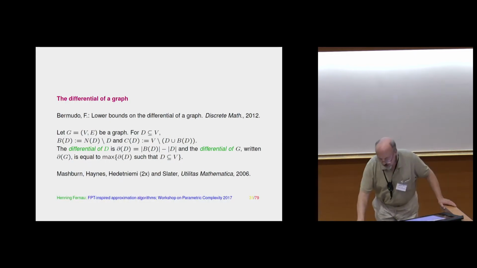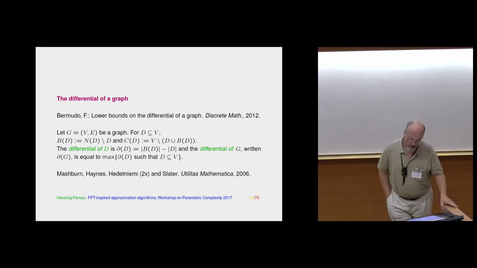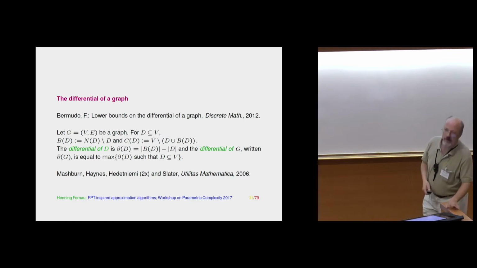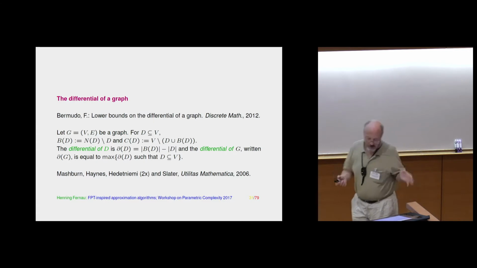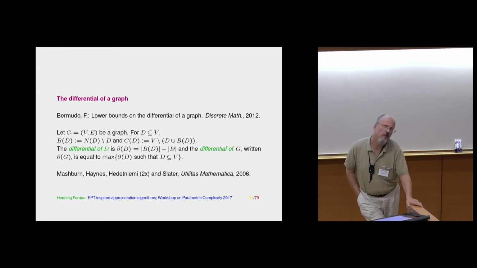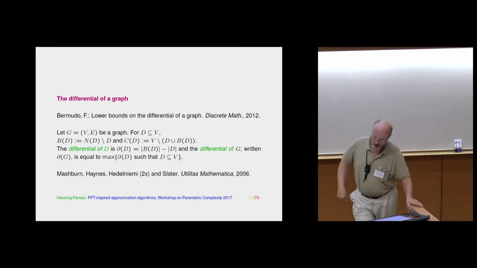Okay. As I promised, I want to talk a little bit about the differential of a graph. This notion was actually introduced by Mashburn, Haynes, Hedetniemi, and Slater. If you look into papers written by this type of graph theorists, on domination-like problems, you will often find these names. They are not arbitrary people in this game. And so they define the following notion.